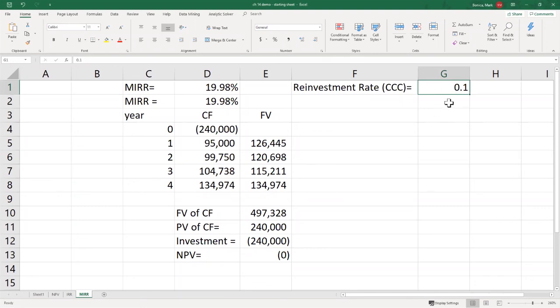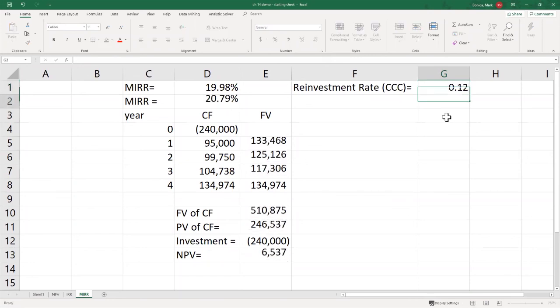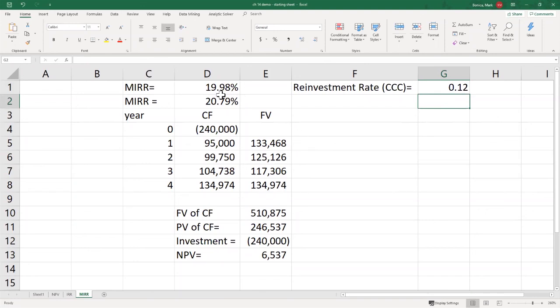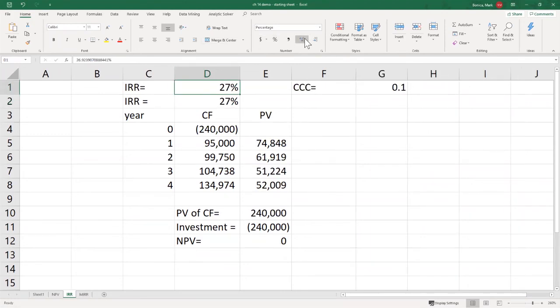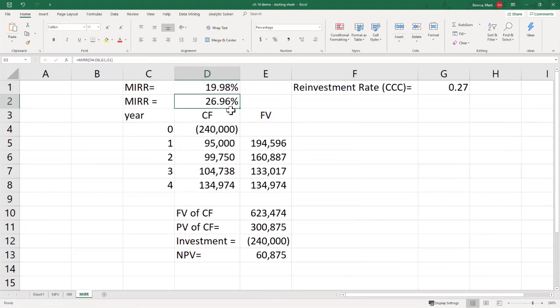So looking here, right now it's a 10% reinvestment rate. What if we had a 12% reinvestment rate? It impacts, right? And so we'd have to recalculate. It's actually going to go up to 20.79%, because if we could reinvest at a higher rate, then our overall project winds up coming in at a higher rate. What was our IRR? 27%. So if I put in 27% here, we wind up with very close to 27%. I bet this is, yeah, 26.92 and 26.96. So we're very, very close. You know, there's a rounding error between these, right?